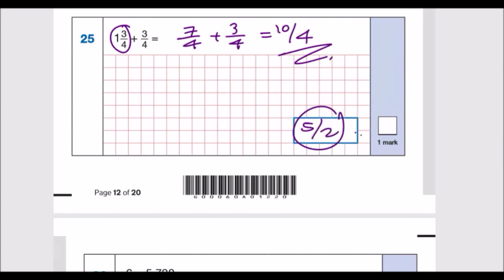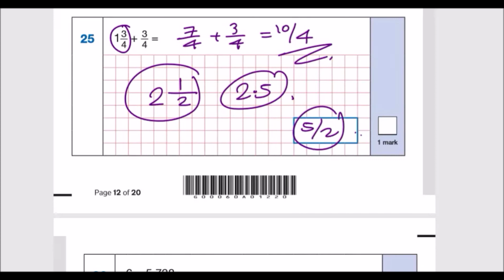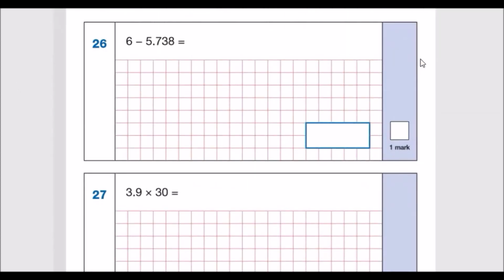Another answer you could have is to change this to a mixed fraction. So you can ask how many 2's go into 5? Well, it goes exactly twice with 1 remainder. So it's 2 and 1/2. This literally means 2 remainder 1, and because it's over 2, we write it over 2. You could have also written 2.5, and that is also an acceptable answer. So any of these are good. Anyway, let's move on to 26.